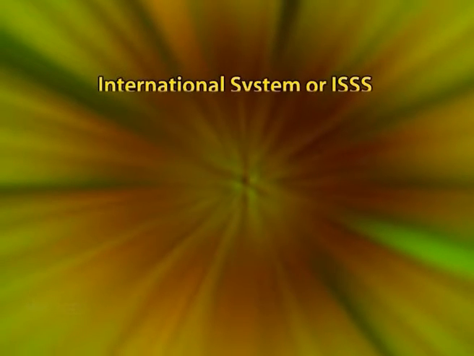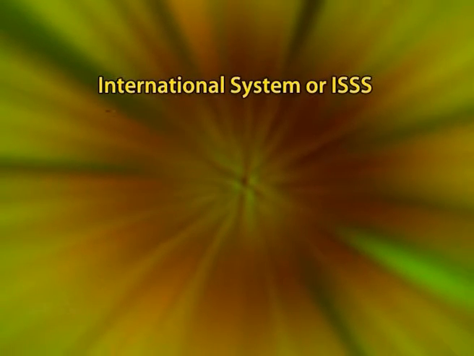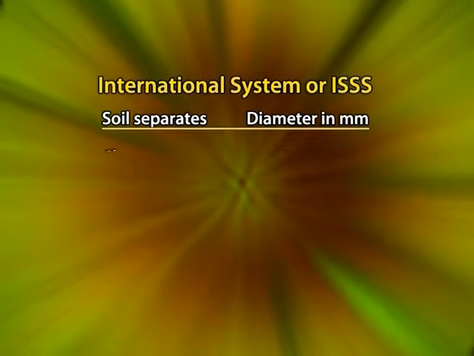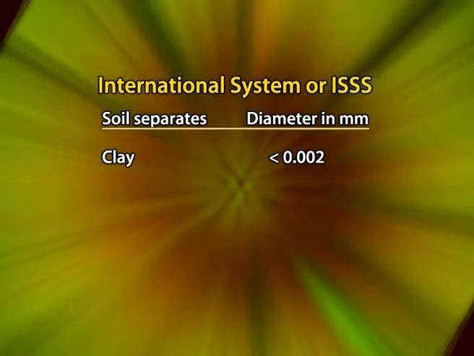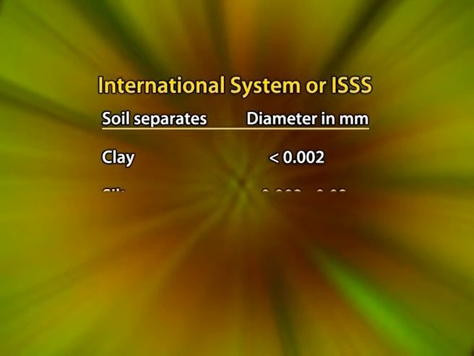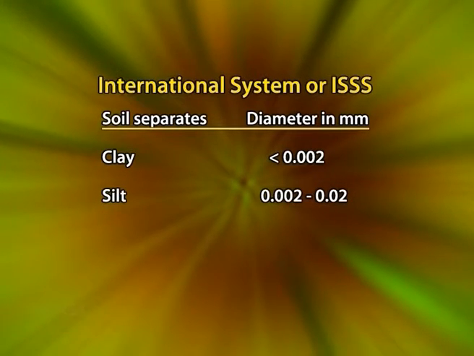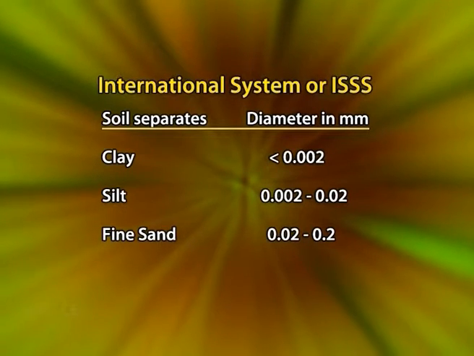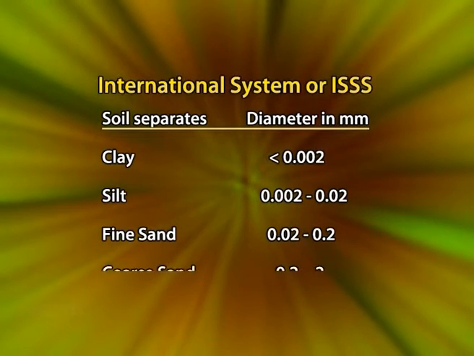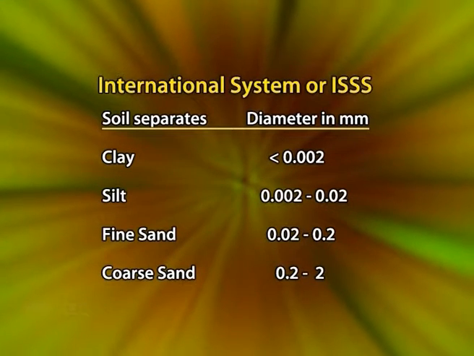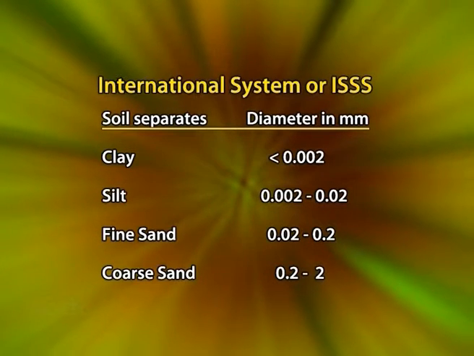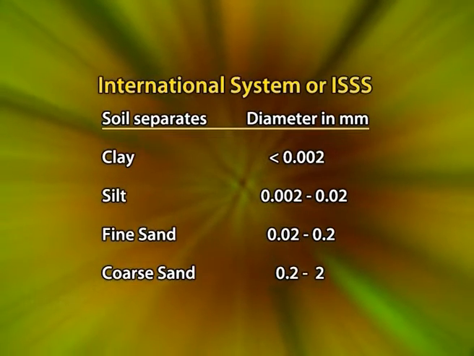According to the International System or ISSS, the dimensions of various soil separates are: clay again having less than 0.002 mm diameter, silt with 0.002 to 0.02 mm, fine sand with 0.02 to 0.2 mm, coarse sand with 0.2 to 2 mm diameter.